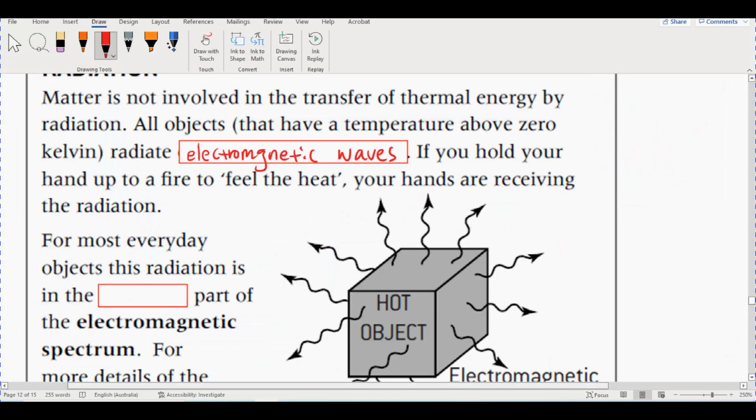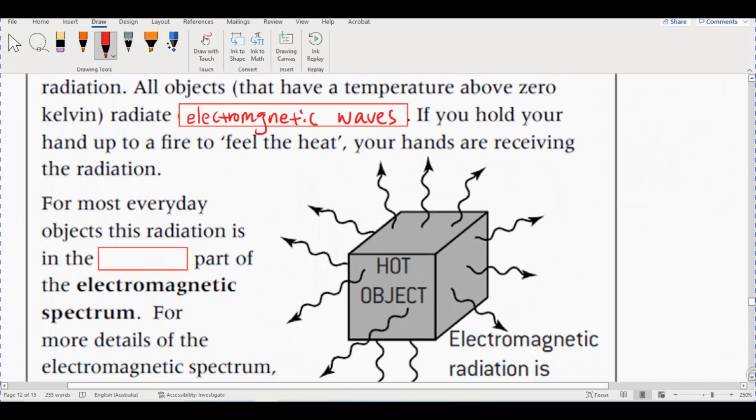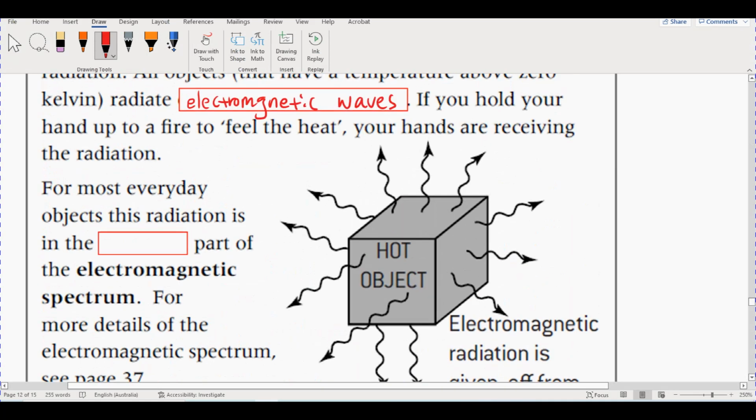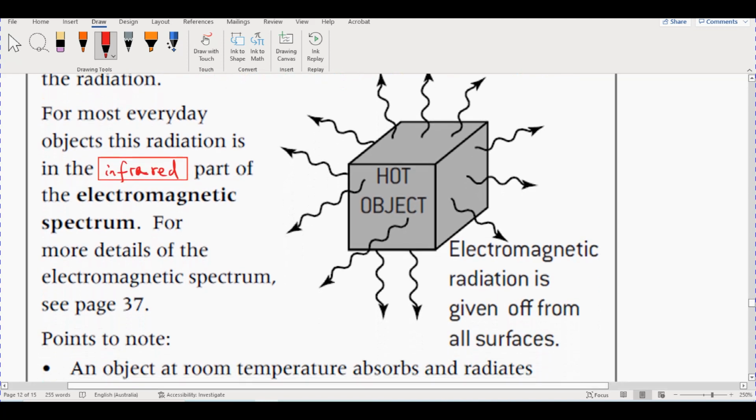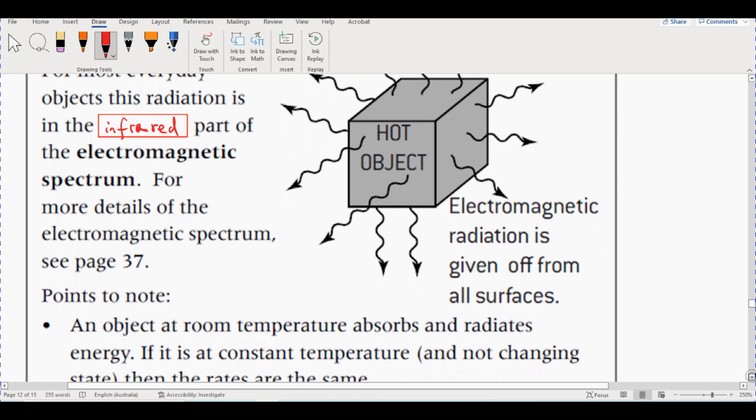All right, so let's go back to our handout. For most everyday objects, this radiation is in which part of the electromagnetic spectrum? Okay, so that should be infrared. So that's the infrared part of the electromagnetic spectrum. So when you say thermal radiation is an electromagnetic wave, that's true, but it's better for you to be more specific. You just say, the thermal radiation is the infrared radiation, which is in the family of electromagnetic waves.